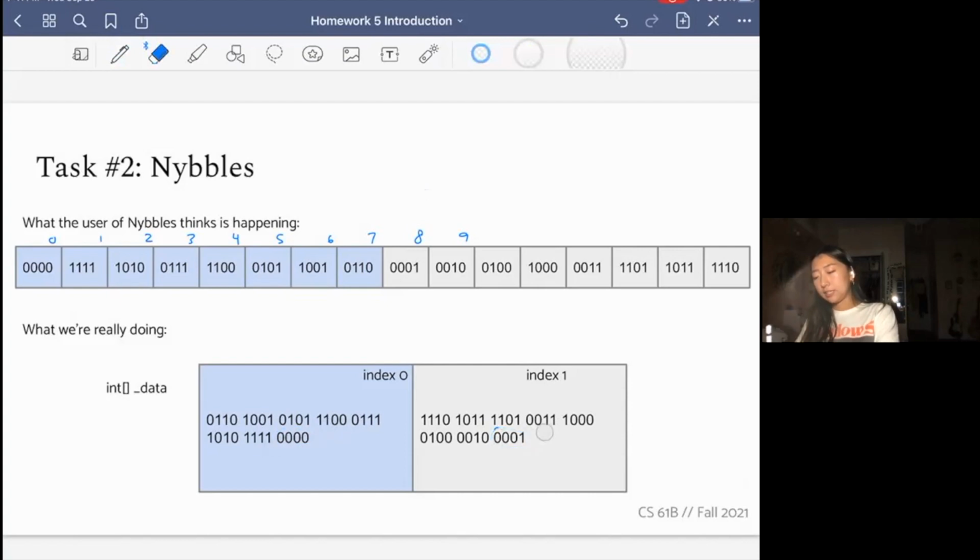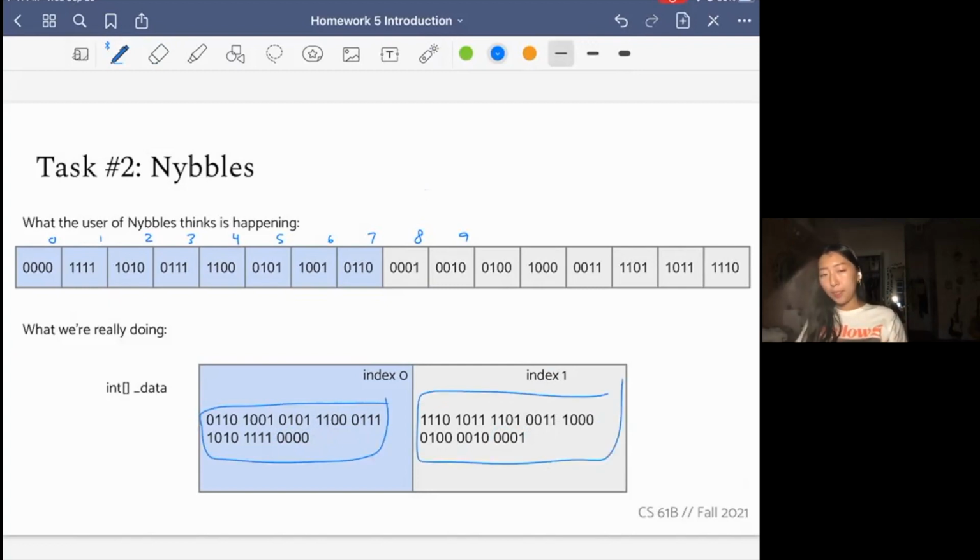regular old indices. But what you're actually doing is you are putting these nibbles into an integer array where 8 nibbles can fit in one integer. And so to store a 16 nibble array, all you need is 16 divided by 8, or a length 2 int array, right?